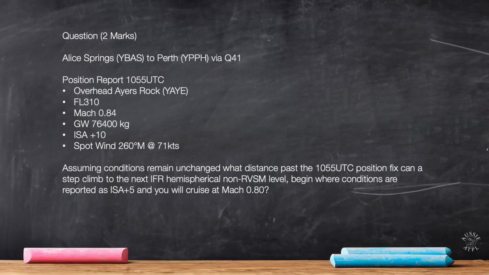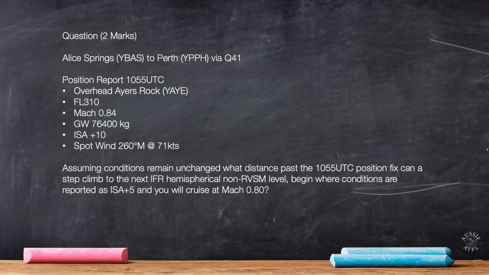This is our standard step climb question. They're worth 2 marks or 4% of your total exam. We've got our route here, Alice Springs to Perth via Quebec 41. We have a position report where we're overhead Ayers Rock. We have our flight level, max schedule, our gross weight, ISA deviation, and our spot wind at the time. That will be very helpful for our calculations.